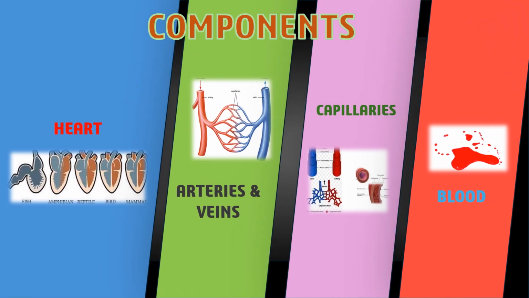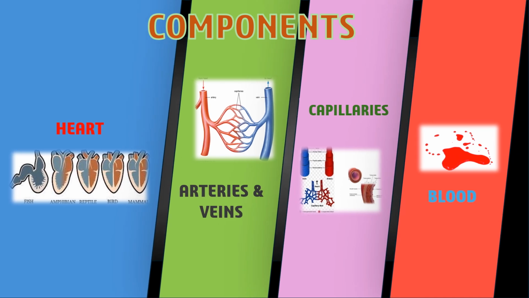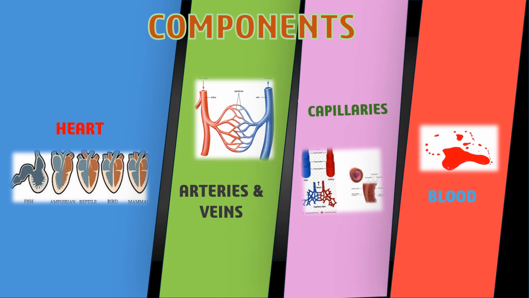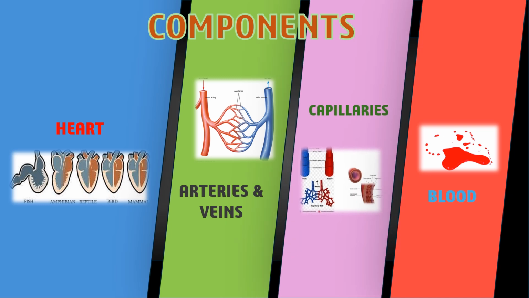Now, let's learn the closed circulatory system. The main components of closed circulatory system are heart, arteries and veins, capillaries and blood. Heart, which pumps blood through vessels. Arteries, which carry oxygenated blood away from heart. Veins, which return deoxygenated blood to heart. Capillaries, which allow exchange of oxygen, nutrients, and waste. And finally the blood, which is a circulatory fluid containing oxygen, nutrients, and waste.